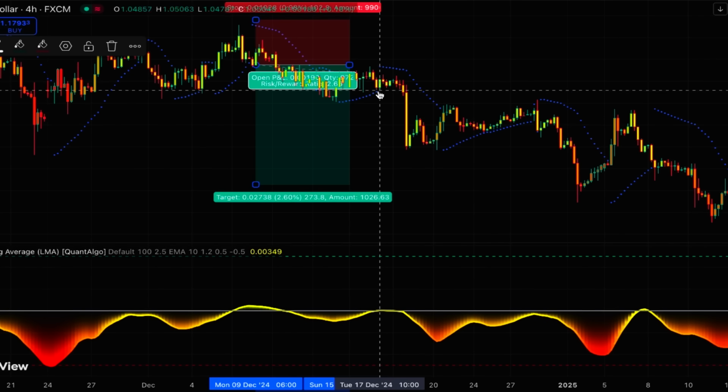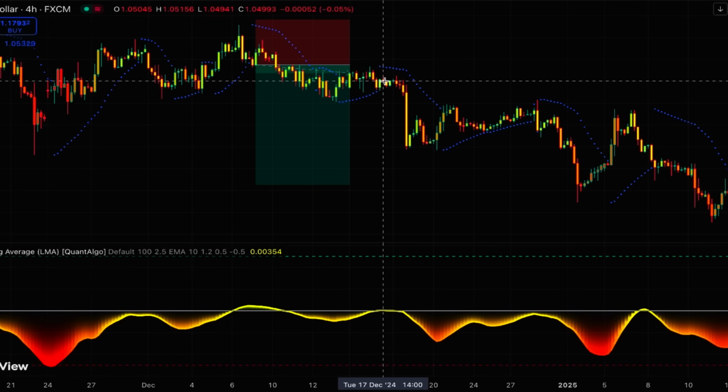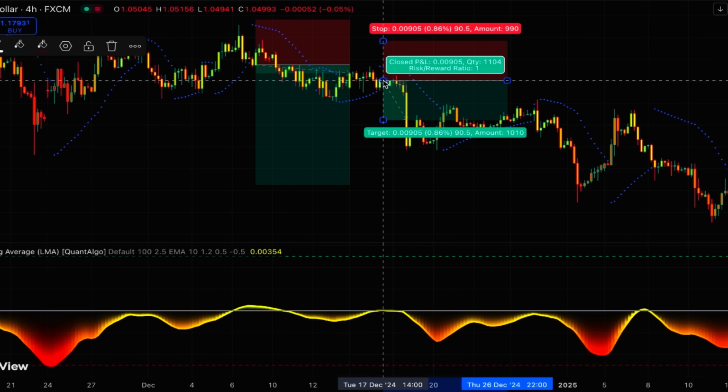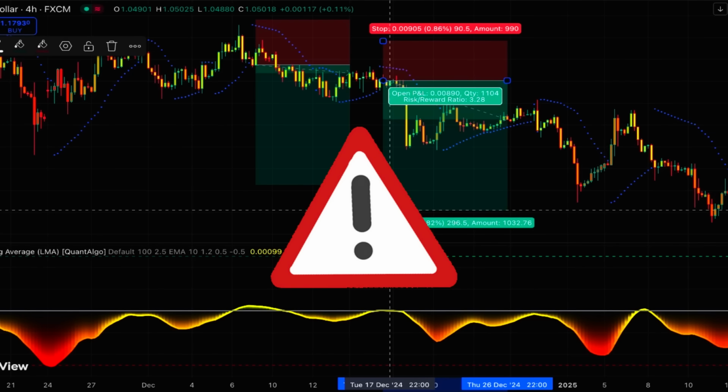Here in parabolic SAR, you can see that we get the first dot above the price at this point. So in practice, we could enter a short position here when the new candle was opened, and this trade is also a profitable trade. As you can see, please pay attention that although this trading strategy is very accurate, it doesn't mean you will not have false signals.